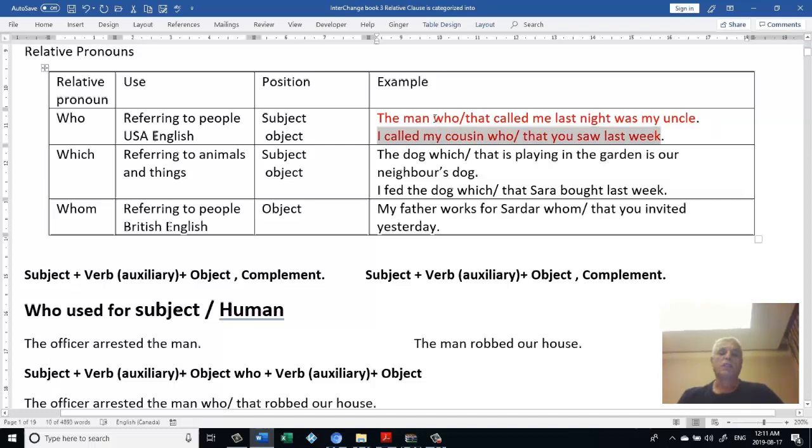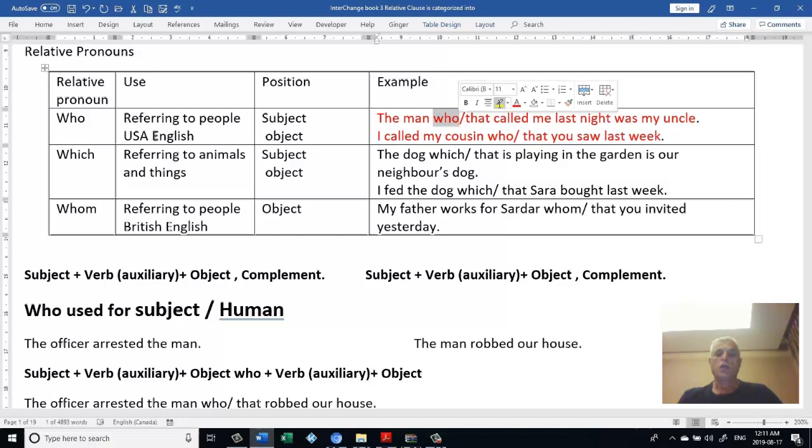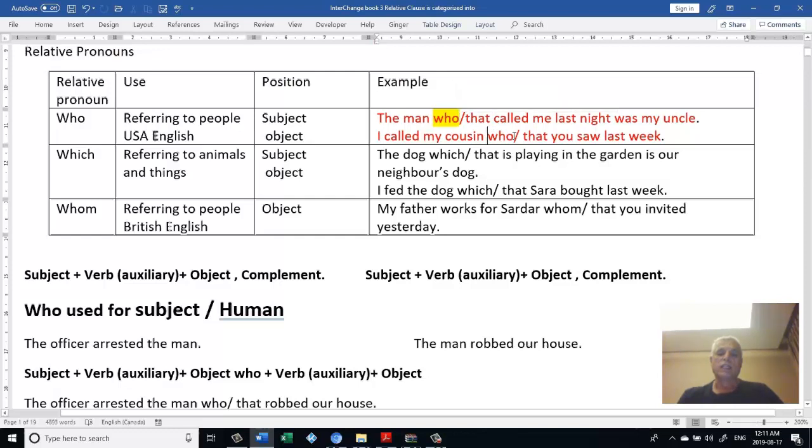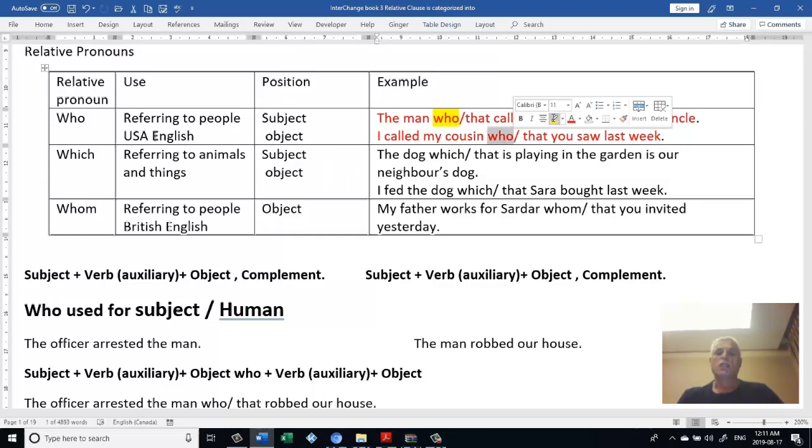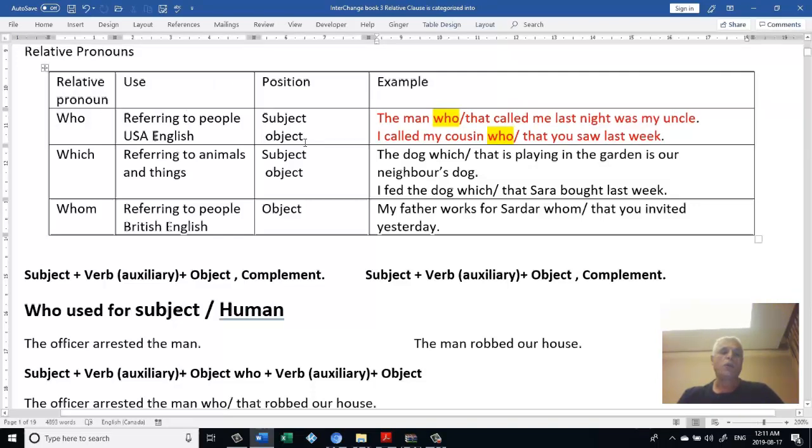If we go back to the sentences and look here, we see who comes instead of the subject. Then in the second sentence, we see who comes instead of the object. In that case, we say who in American English could substitute for the subject or the object.